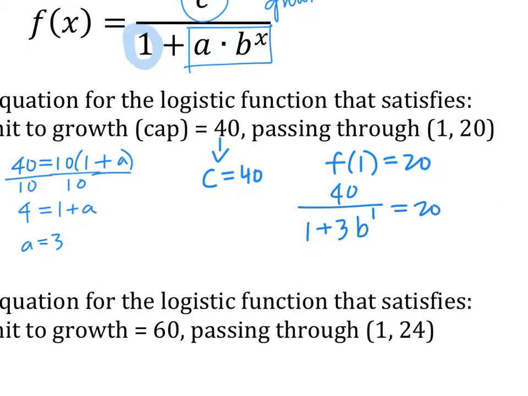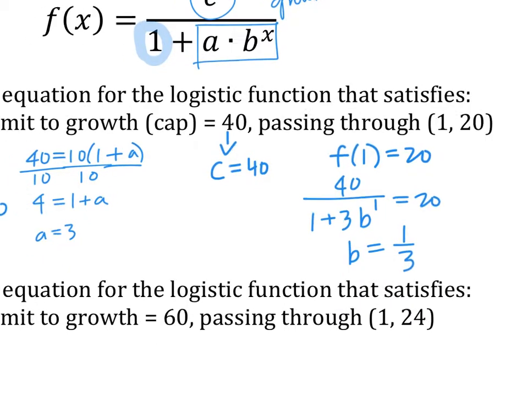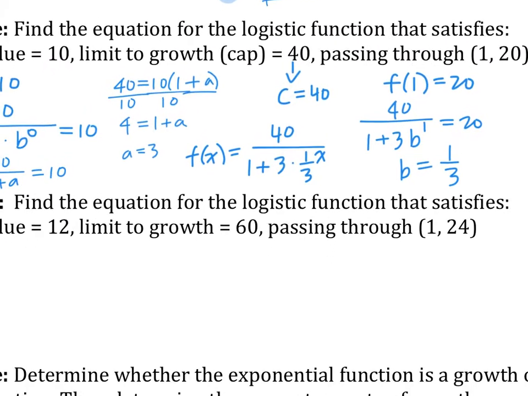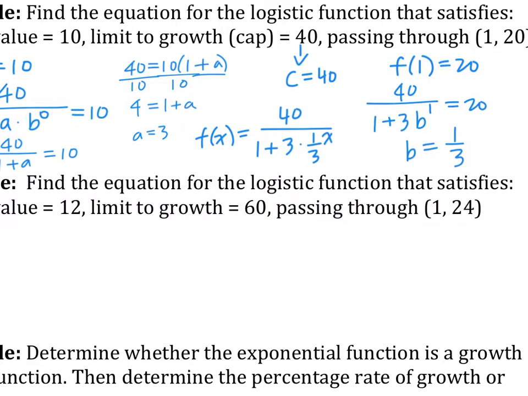Okay, Mark, do you have B? 1 over 3. All right, so then the equation is f of x equals 40 over 1 plus 3 times 1/3 to the x. Okay, let's have you practice one. Let me know when you're done. Okay, the answer is f of x equals 60 over 1 plus 4 times 3/8 to the x.